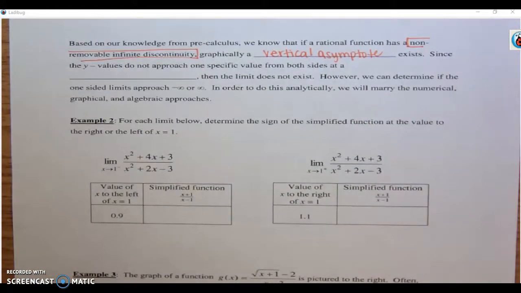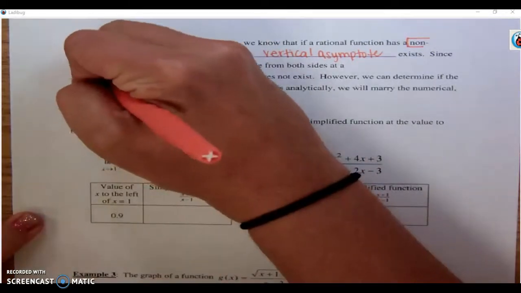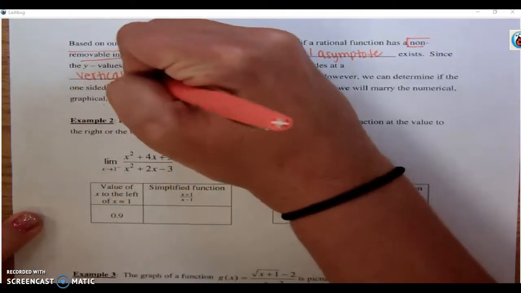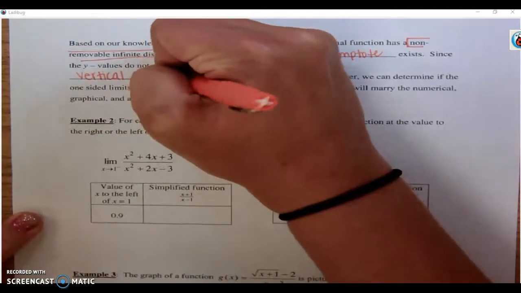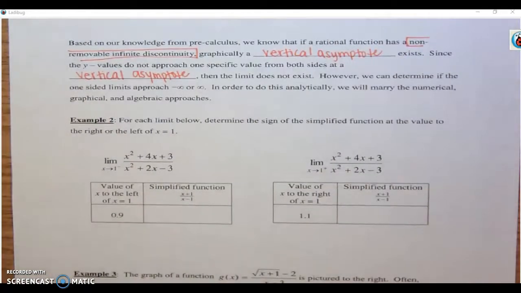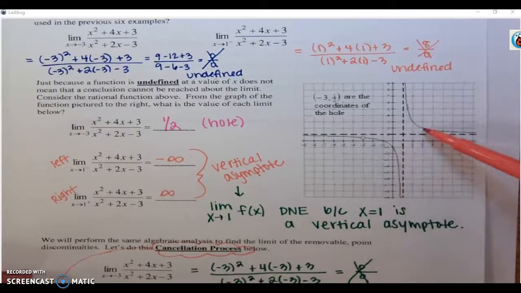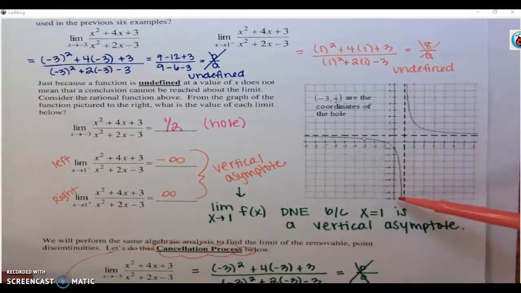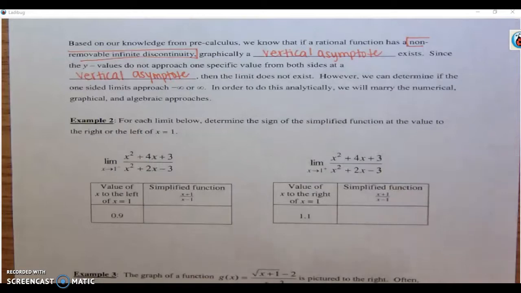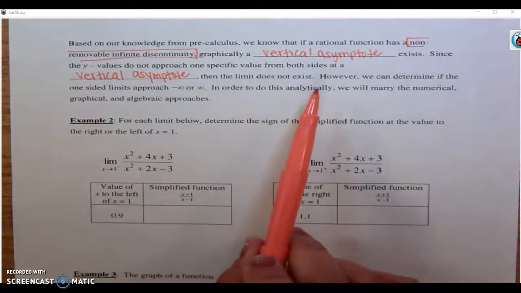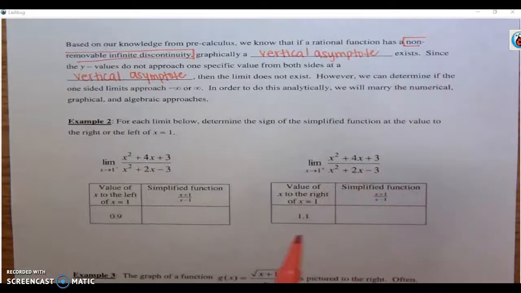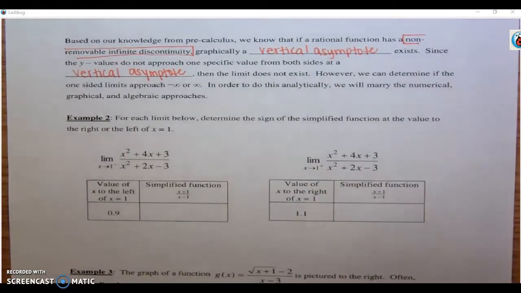So since the y values do not approach one specific value from both sides of a vertical asymptote, just like on the last example, remember here, when we had a vertical asymptote, one side approached infinity and one side approached negative infinity, not real numbers. But it says, then the limit does not exist. However, we can determine the one-sided limits and what they approach. They're either going to approach negative infinity or positive infinity.